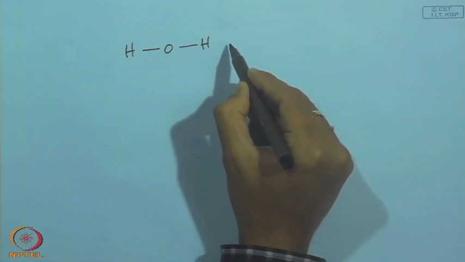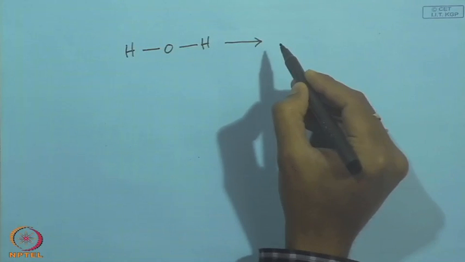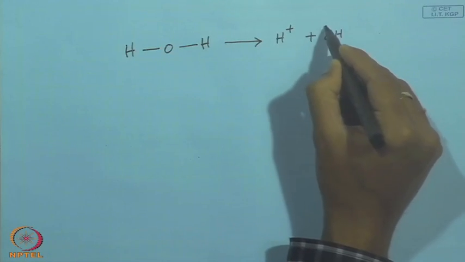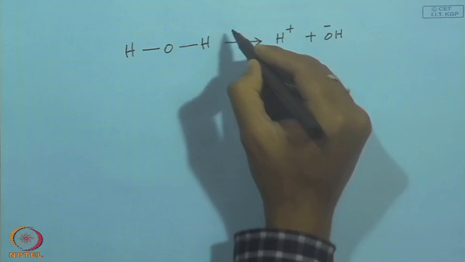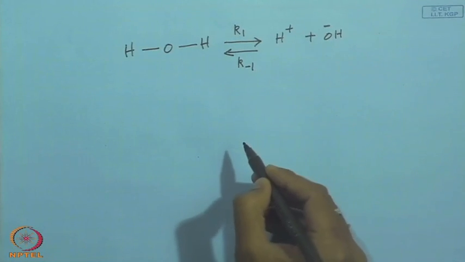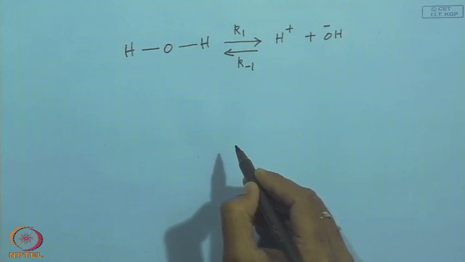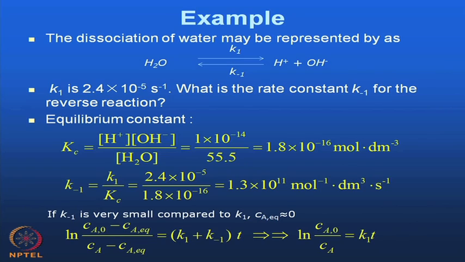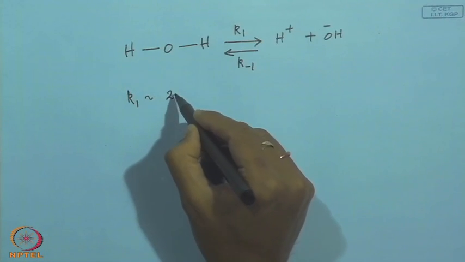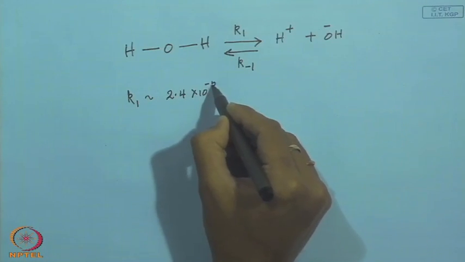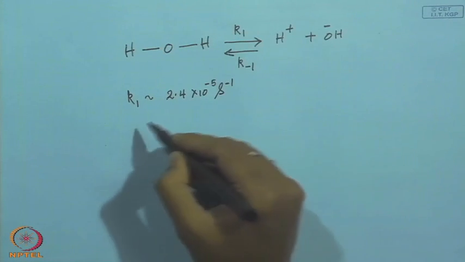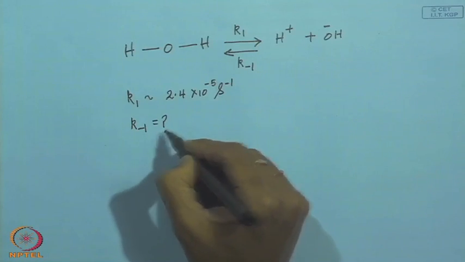Okay. So, it dissociates heterolytically to give you H+ and OH−, with a forward rate k1 and reverse rate k−1. k1 is known to be of the order of 2.4 × 10^−5 per second. We would like to find out k−1.